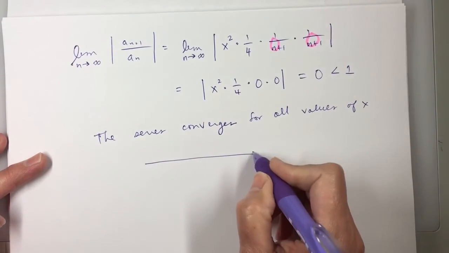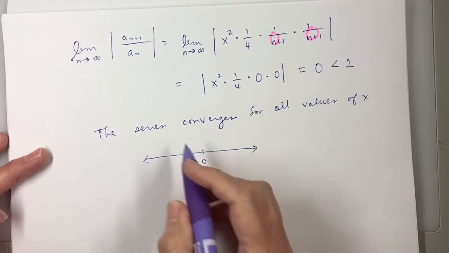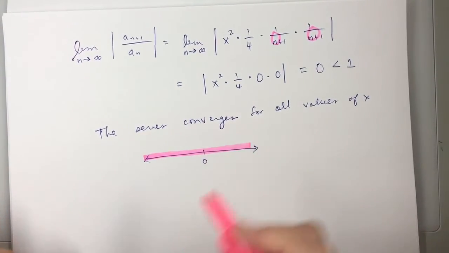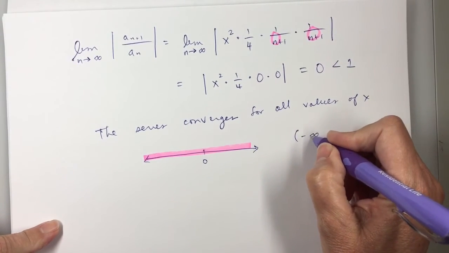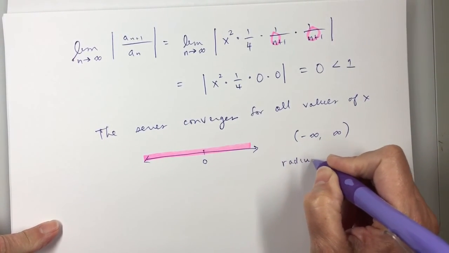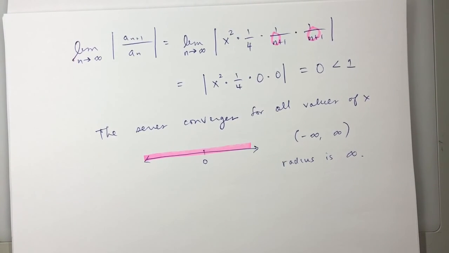On the number line, if I did the graph, okay, it converges at 0 because it's centered at 0, but it converges everywhere. The interval is -infinity to infinity. The radius is infinity. Okay, make time's up.